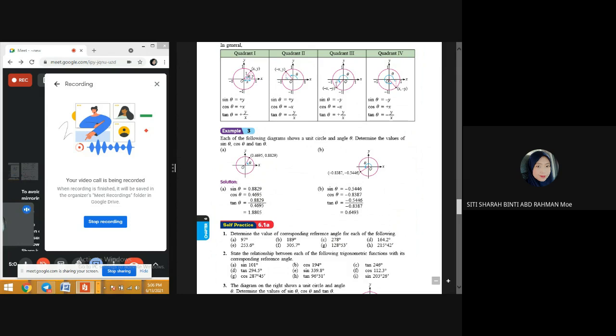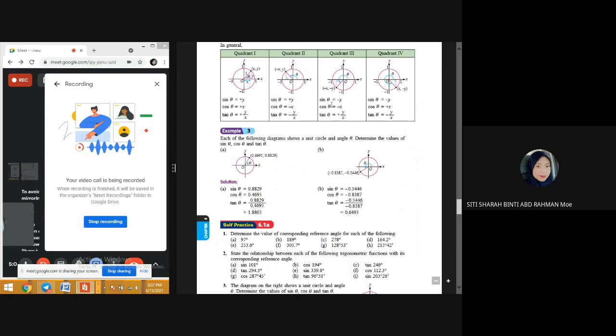for the next one, which is in quadrant 3, x will be a negative value, y also a negative value. So we want to find sine. Sine is opposite, with the angle here. Then the opposite is negative, which is the y value, negative y. The hypotenuse will be positive. So negative divided by positive, we will get negative.